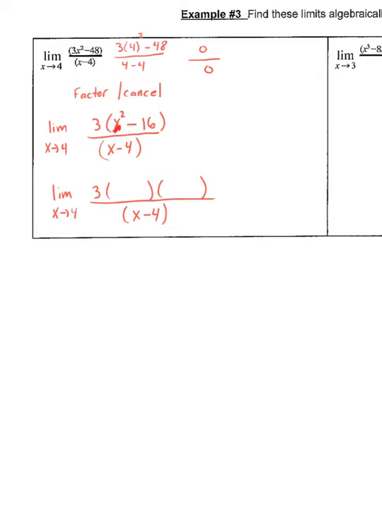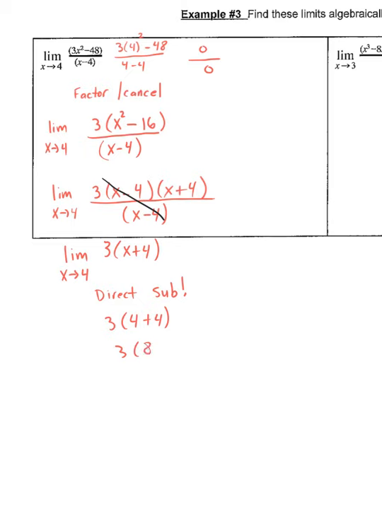So the square root of x squared is x, and x. My first terms have to be x. The square root of 16 is 4, so my last terms have to be 4. And the signs have to be opposites. All right, so that allows me to cancel here. So now I'm left with the limit as x approaches 4 of what's left, 3 times x plus 4. Don't forget that 3. Now I can do direct substitution. All right, I can plug in 4. 3 times 4 plus 4, 3 times 8, my limit is 24.